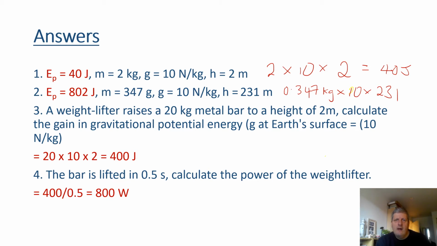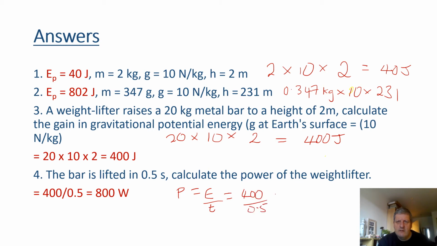For the third one, we're just pulling out the values that we need. We've got a mass of 20, we'll take g as 10, and we've got a height of 2, so that's going to give us 200 times 2, which is 400 joules. And then using a power equation, power equals energy transfer divided by time, so that's going to be 400 divided by 0.5, which is 800 watts. Check your answers, check your working, and well done if you got all of those correct.